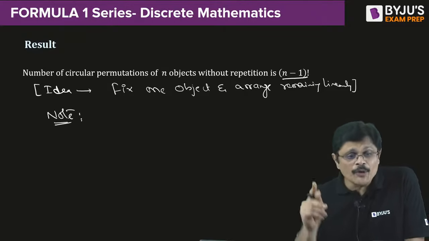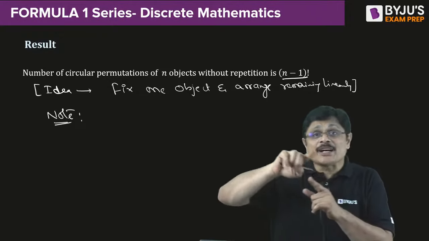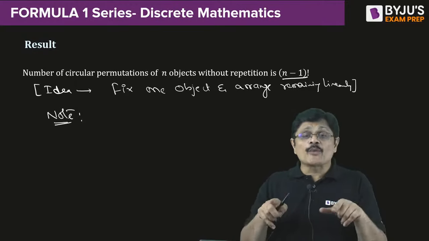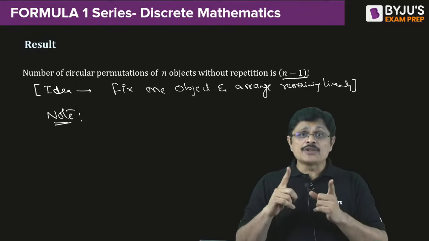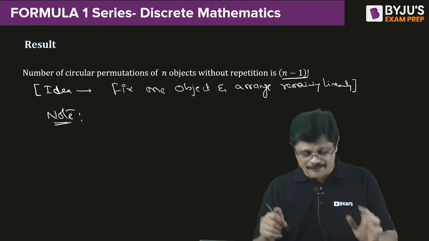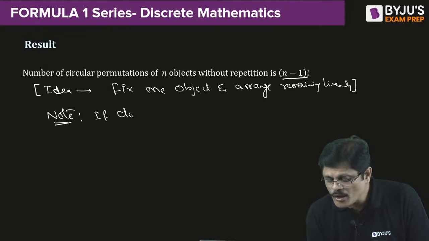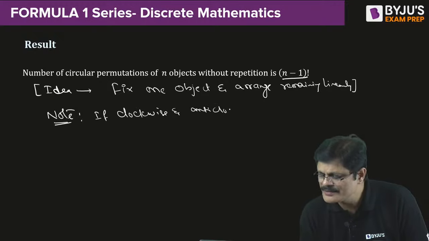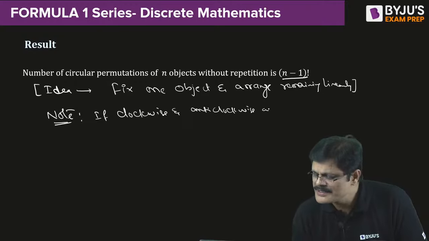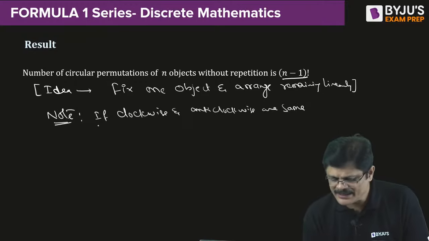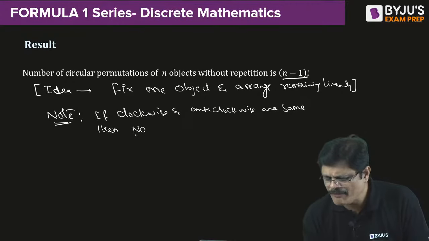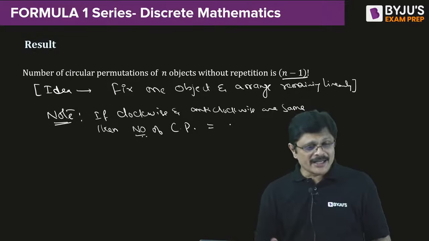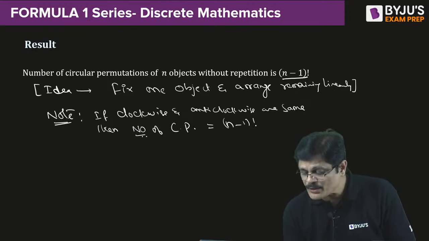Now here, one point to be noted, sir. When you are talking about circular permutations, we are assuming that clockwise and anti-clockwise permutations are different. Suppose clockwise and anti-clockwise are the same, then the number of circular permutations would be n minus 1 factorial by 2.